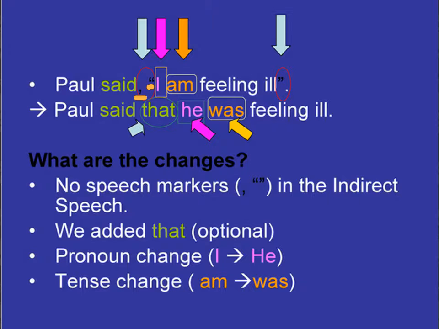So what are the changes here? First, no speech marks in the indirect speech. Second, we added that, and it's optional. You can say, Paul said he was feeling ill. Pronoun change: I is changed to he. Tense change: am is changed to was.